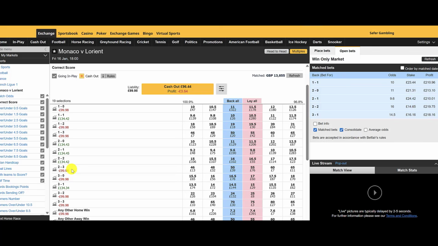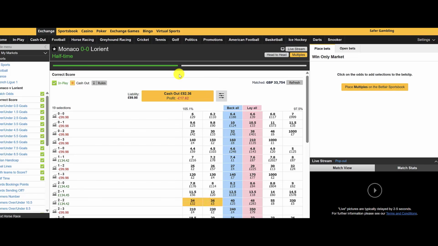It's not a bet and just hoping we land on one of these scores. We're trading the match as it develops and as the goals go in. If you're not quite sure what that is, then hey, strap yourself in. It's going to be an interesting clip. Monaco versus Lorient just about to kick off.